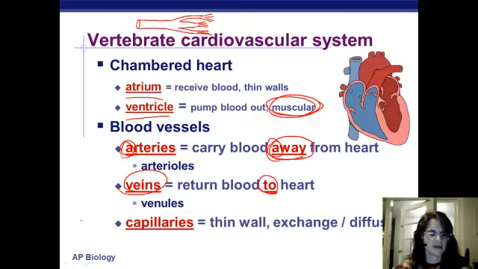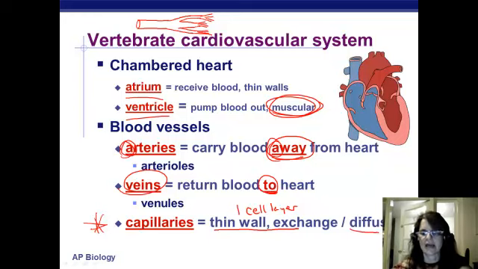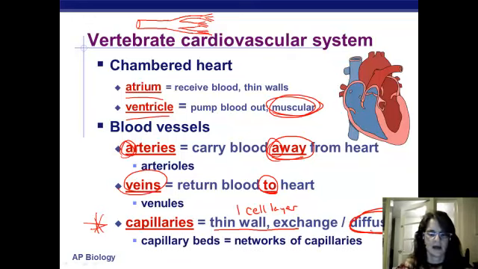And if you need to know any of these, you should know capillaries. Capillaries have extremely thin walls, one cell layer thick. Why? So that gases and other materials can diffuse from within the capillary to the tissues outside the capillary. We are going to pass materials directly through the wall of the capillary by diffusion. Okay?